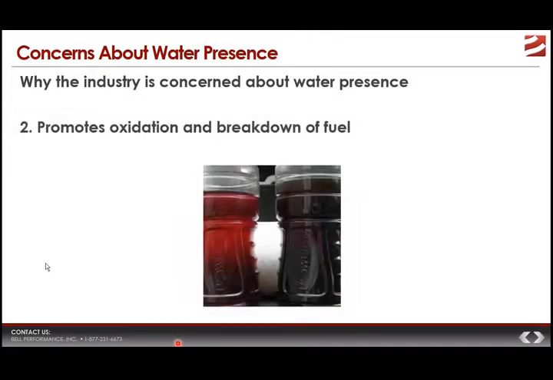The second reason why industry is concerned is that water, not only because of its necessity for microbial growth, but just through its sheer presence itself and the way it contributes to chemical reactions, helps speed up the oxidation and the breakdown and the hydrolysis of fuel. Water presence is one of the primary factors in degrading the condition and the stability of stored fuel.